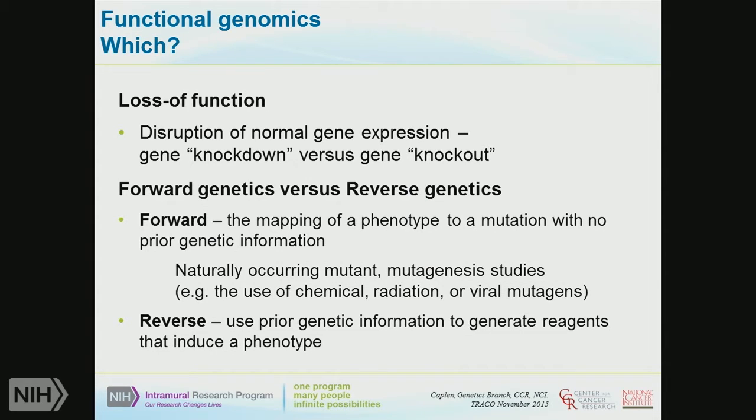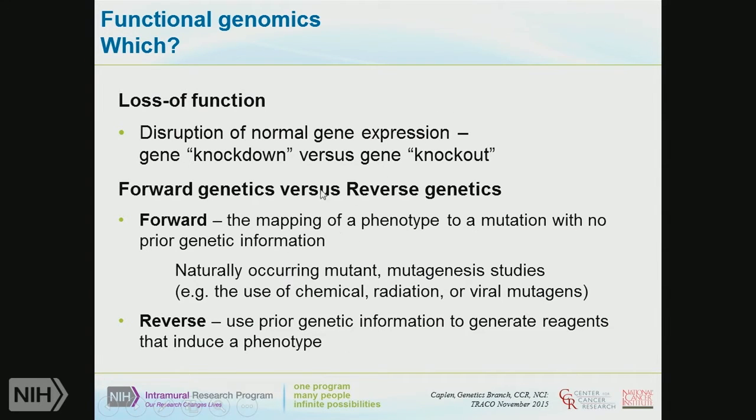So there are two other terms that I just want you to be aware of, that we've actually been doing these types of loss of function analysis for many decades. In that case, it's what is usually referred to as forward genetics. And that's the mapping of a phenotype to a mutation where there's actually no prior genetic information. This is where you're looking at normally naturally occurring mutants and trying to link that to a phenotype, or, as time went on during the 60s, 70s, and even into the 80s, mutagenesis studies using chemical, radiation, or viral mutagens and looking at the mutations that are generated from that and the phenotypic effects of that.